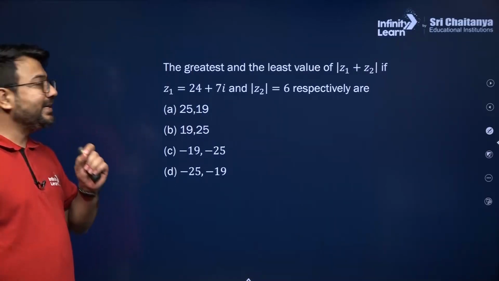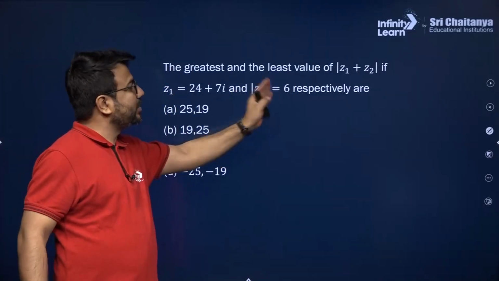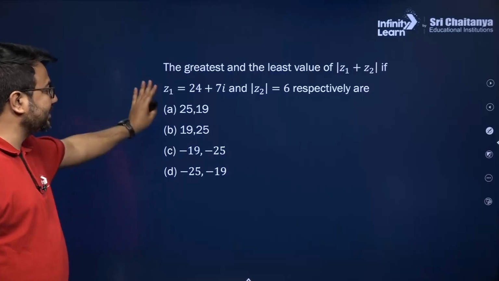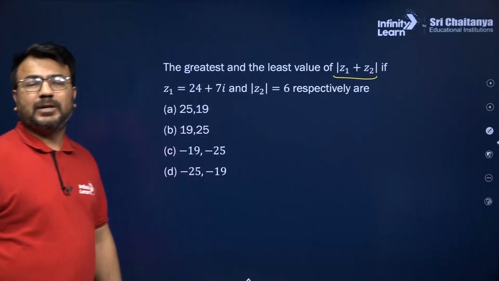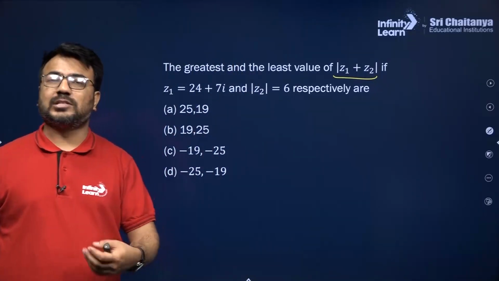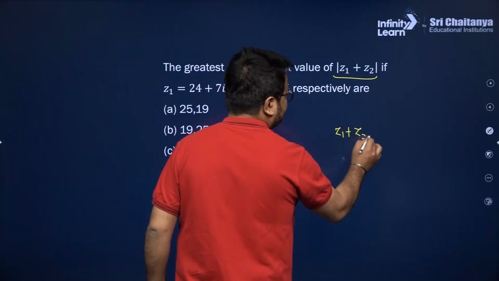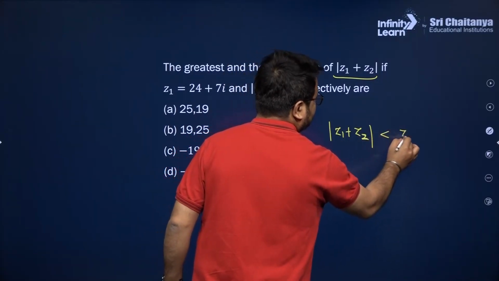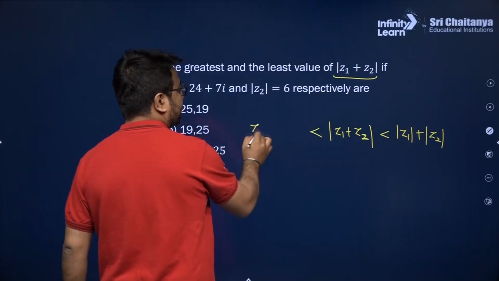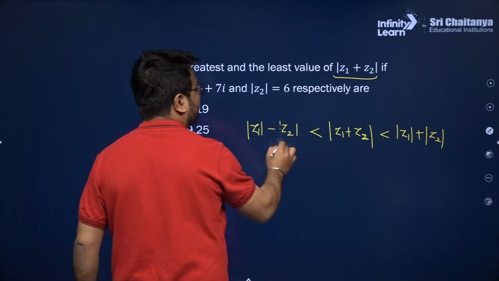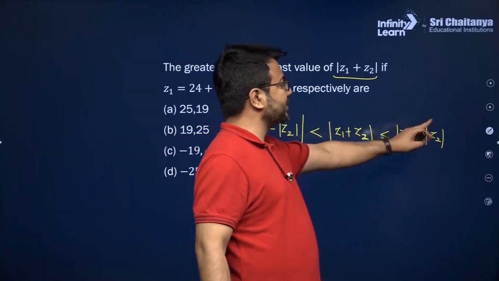The greatest and the least value of |Z1 + Z2|, if Z1 is equal to this and |Z2| is equal to 6 respectively, are among these options. So to find the least value and the greatest value of this, there is a particular property, an inequality, also known as the triangle inequality. We should know that |Z1 + Z2| should be less than |Z1| + |Z2|, and it should be greater than |Z1| - |Z2|. It should be greater than |Z1| - |Z2| and less than |Z1| + |Z2|.